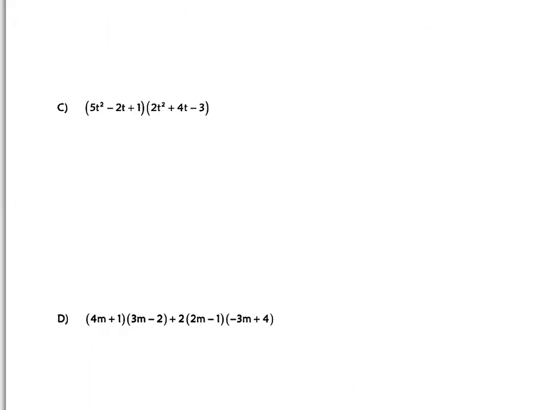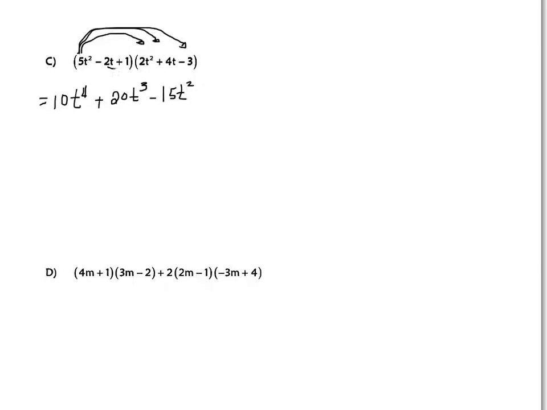The next two are just a little bit longer because they're trinomial times a trinomial, and then the last one there has a couple of different ones you've got to multiply out and expand. So we'll try the trinomial times the trinomial first. So 5t squared times 2t squared is going to be 10t to the 4. And then the 5t squared times the 4t is going to be 20t cubed. And then the 5t squared times the last one is going to be minus 15t squared.